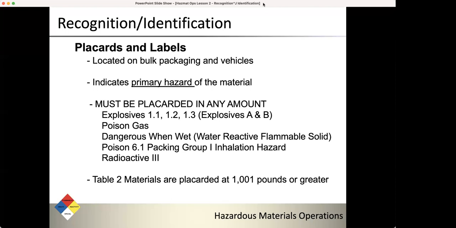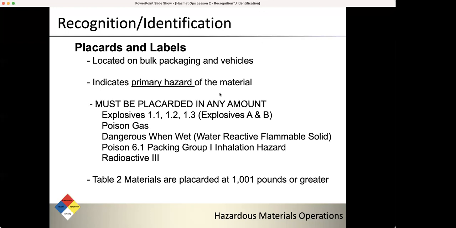So many hazardous materials have multiple hazards. They can affect you in different ways. The placard or the label will only mention one hazard, and it's what's considered the primary hazard. So just because you have a flammable liquid does not mean that it's not also corrosive or toxic. It could be both. Like gasoline is both flammable and toxic.